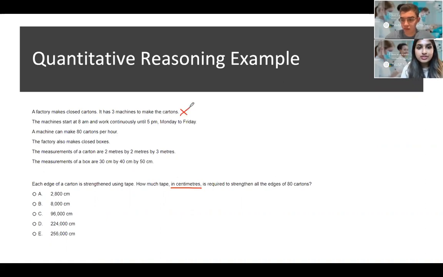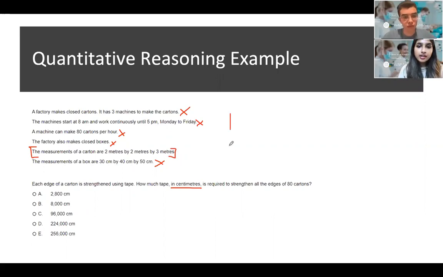So if we look at the information here, we don't need this sentence. We don't need to know when the factory closes. We don't need to know what time it opens and when it runs. We don't need to know how many cartons it makes in an hour. We don't need to know that it makes closed boxes, and we don't need to know the measurements for the boxes. The only piece of information we need is this, the measurements for the cartons. So again, you can see how much information has been cut out just by reading the question straight away.